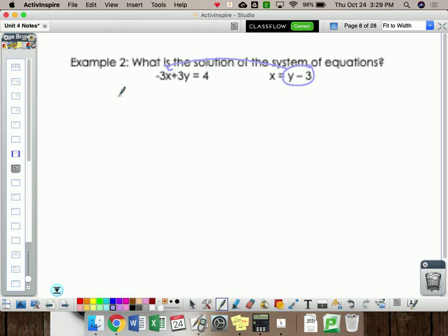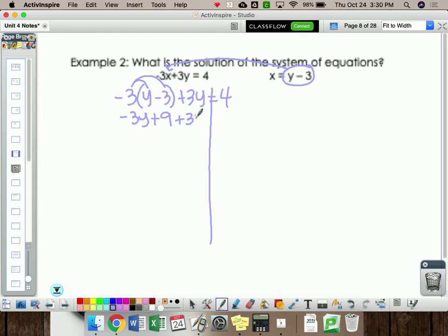So since x equals that, I'm going to plug all of that into my other equation where x is. So I'm going to write my new equation, and instead of putting x, I'm going to have y minus 3, and then the rest of my equation is going to stay exactly the same. Notice I only have y's in my equation now. So I'm going to try to solve this for y. I can do that by starting to distribute. -3 times y is going to be -3y. -3 times -3 is going to be +9.